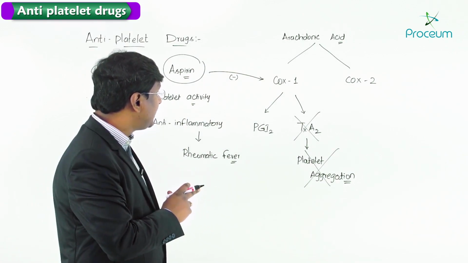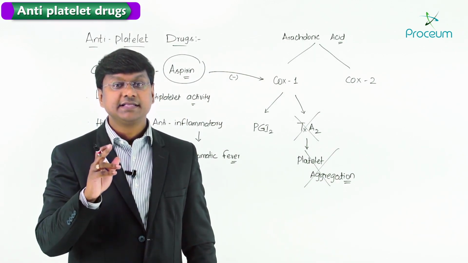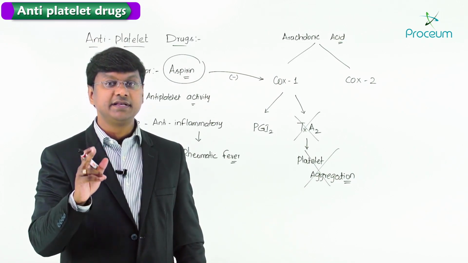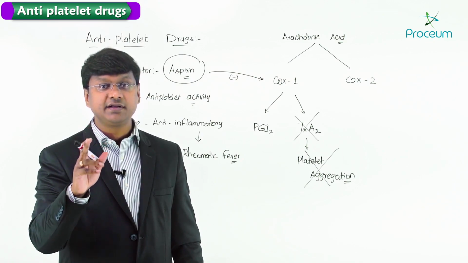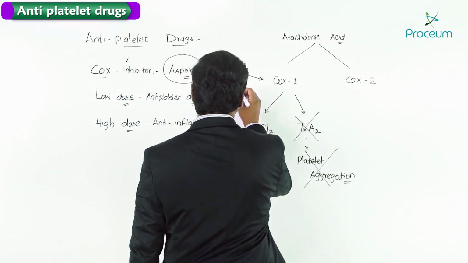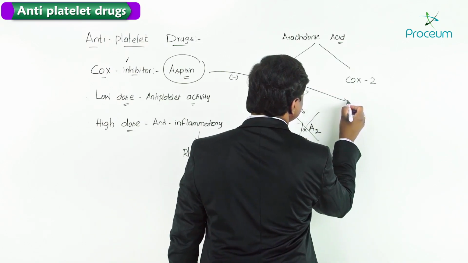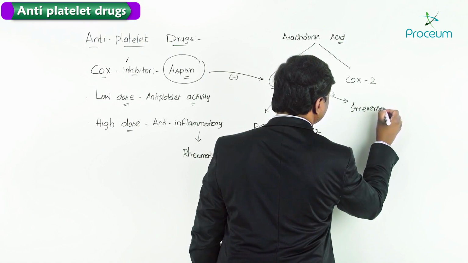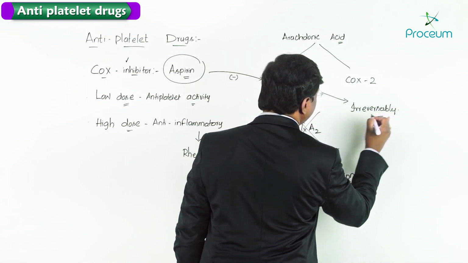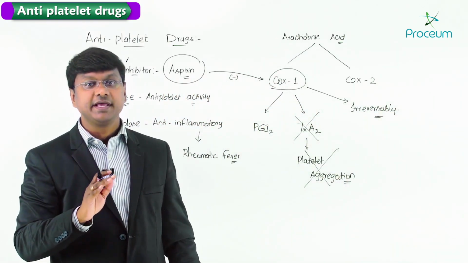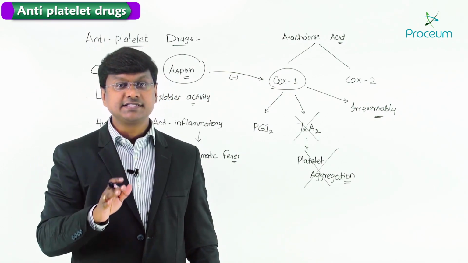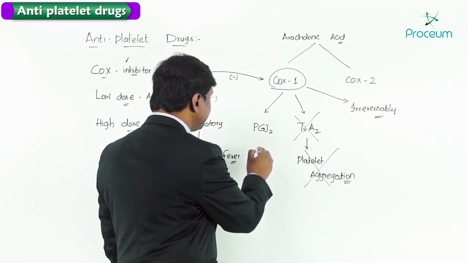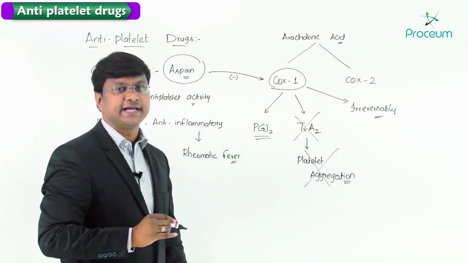So in that way your aspirin has the antiplatelet activity, and please remember this: aspirin inhibits the cyclooxygenase enzyme irreversibly, and thus results in decreased synthesis of thromboxane A2 as well as decreased synthesis of PGI2.